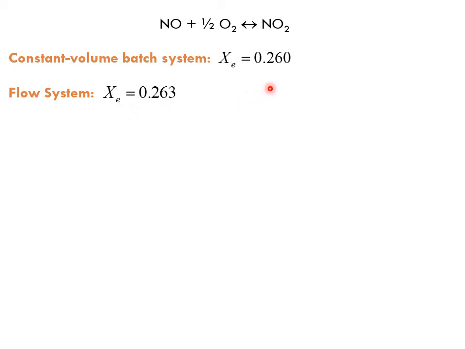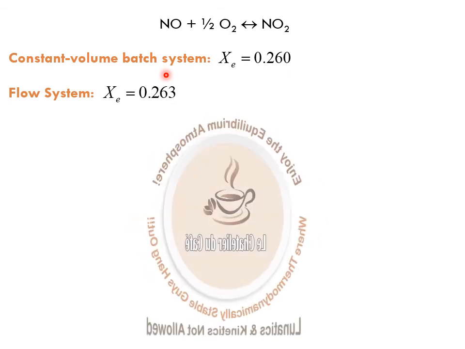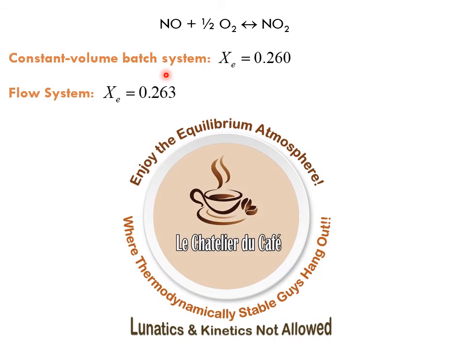So the question now is, why is the equilibrium conversion slightly smaller when we run this reaction in a constant volume batch reactor? Of course, to answer this question, you will need the Le Chatelier principle. So I'll leave you with this to think about the situation and the answer.